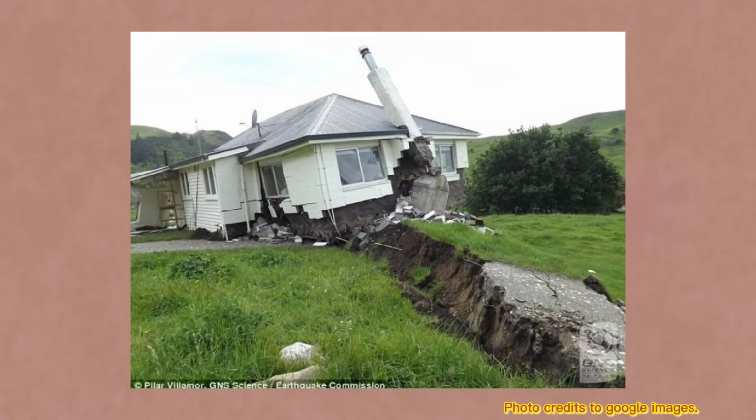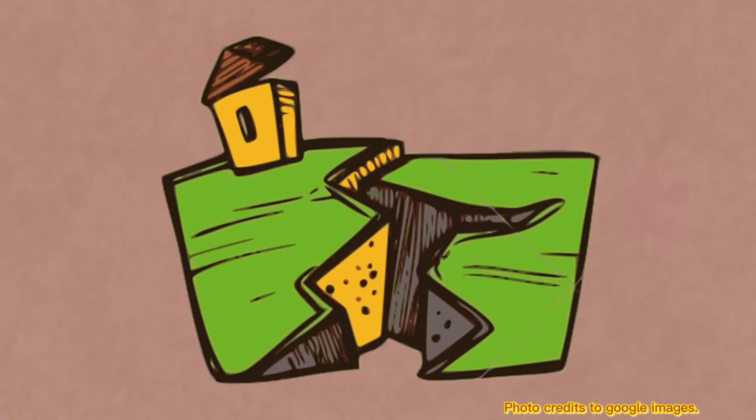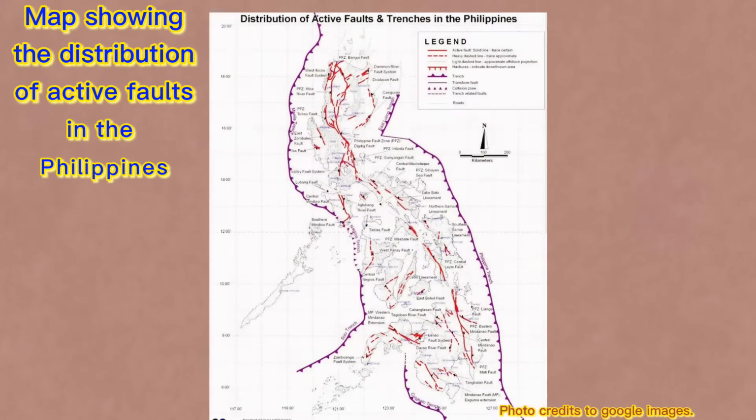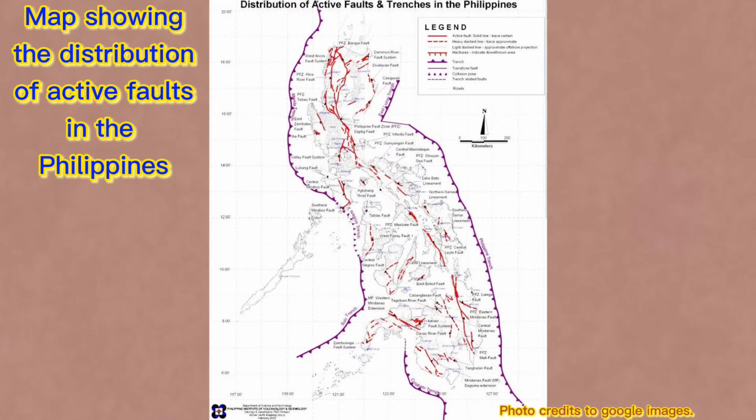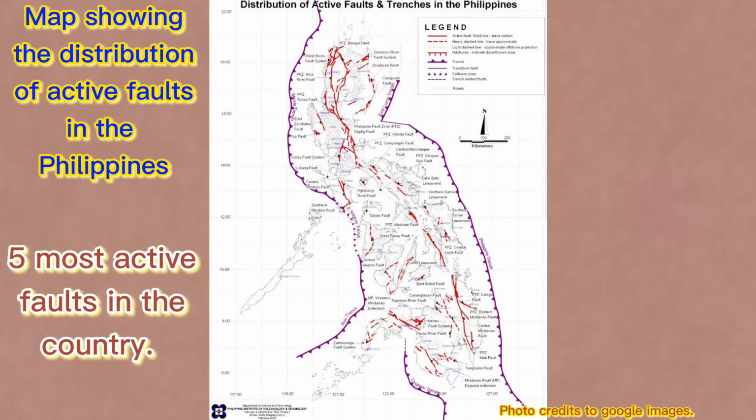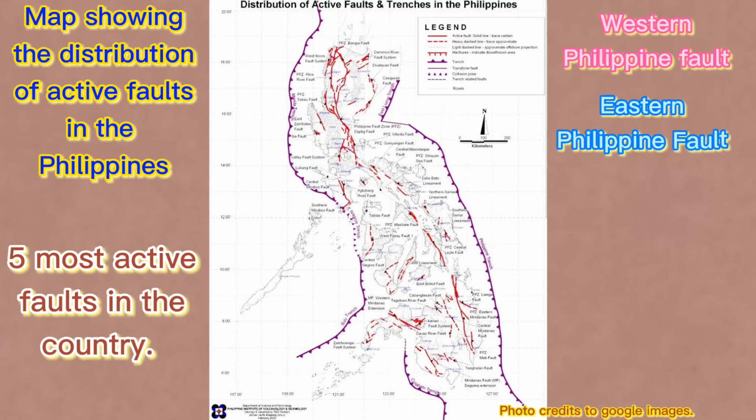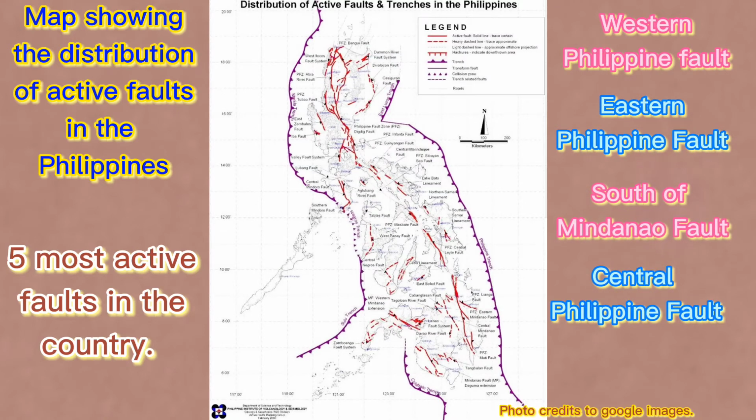You will see that the floor will crack, doors will not close, and the roof may start to leak. Obviously, it is important to know the location of active faults. And as far as possible, no important structures should be built near or on them. PHIVOLCS has a map that shows the active faults in the Philippines. The solid lines in the map are the active faults. There are 5 most active faults in the Philippines, namely Western Philippine Fault, Eastern Philippine Fault, South of Mindanao Fault, Central Philippine Fault, and Marikina or Valley Fault System.